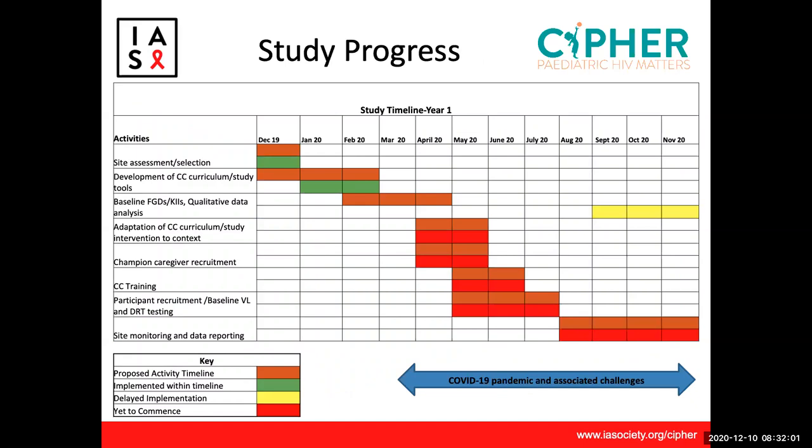So here is a snapshot of the study progress thus far. We have conducted site assessments and identified sites for inclusion. We have designed the champion caregiver training curriculum and other study tools. And we have thus far commenced the formative qualitative study. We have conducted focus group discussions and key informant interviews, and are currently analyzing the results from the interviews. The outcomes will be used to modify the training curriculum and also modify the intervention to suit our study context.